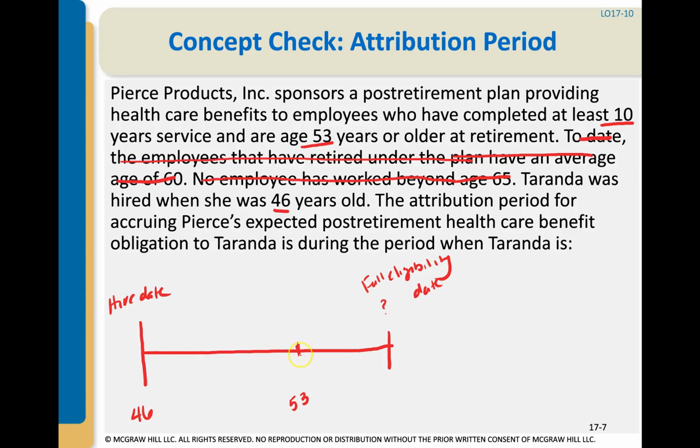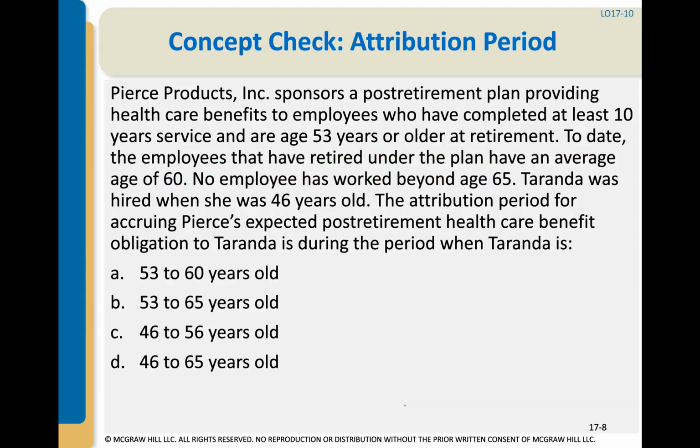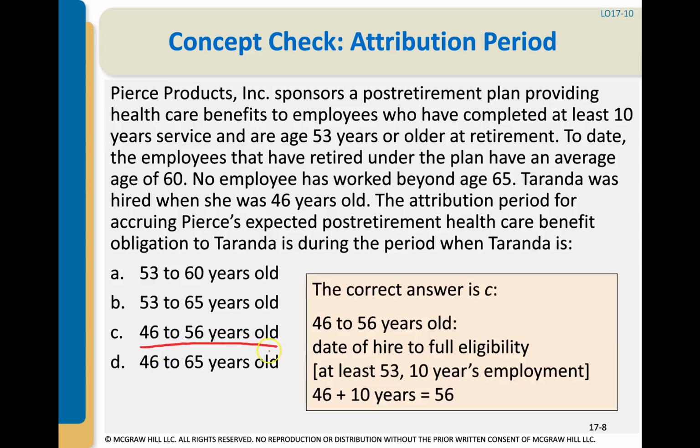So even though she turns 53, she's still not eligible for those retirement benefits because she needs a full 10 years. So she has to work until she's 56 because she got hired at 46, and she needs to work till 56 in order to be eligible for these benefits. So when the question asks, what is the attribution period? Her attribution period is from 46 years old to 56 years old.